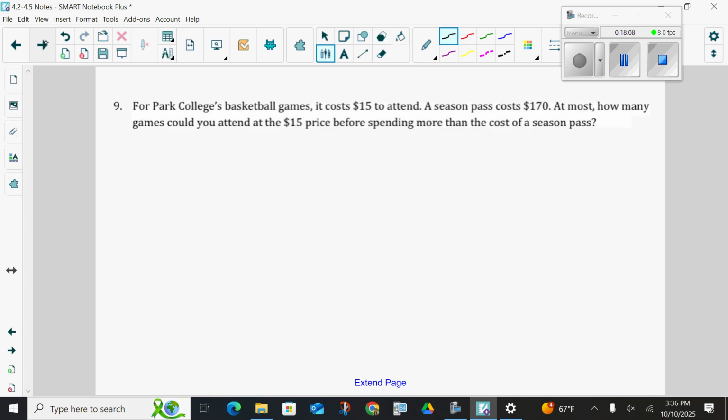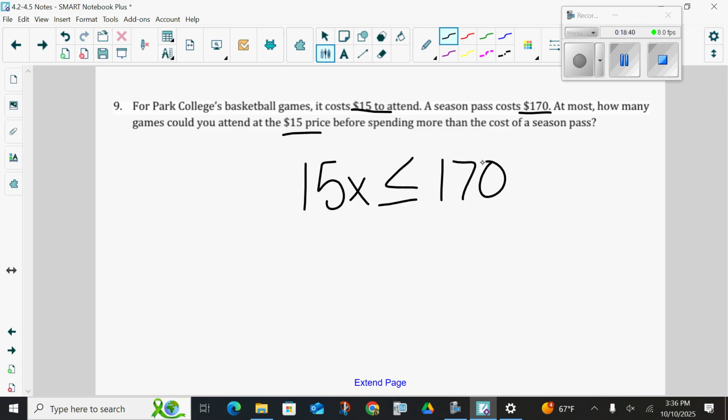Number 9 says, for Park College's basketball games, it costs $15 to attend. A season pass costs $170. At most, how many games could you attend at the $15 price before spending more than the cost of a season pass? So $15 per game, we want that to be less than or equal to 170. Because we don't want to spend more than the season pass if we're not going to buy a season pass.